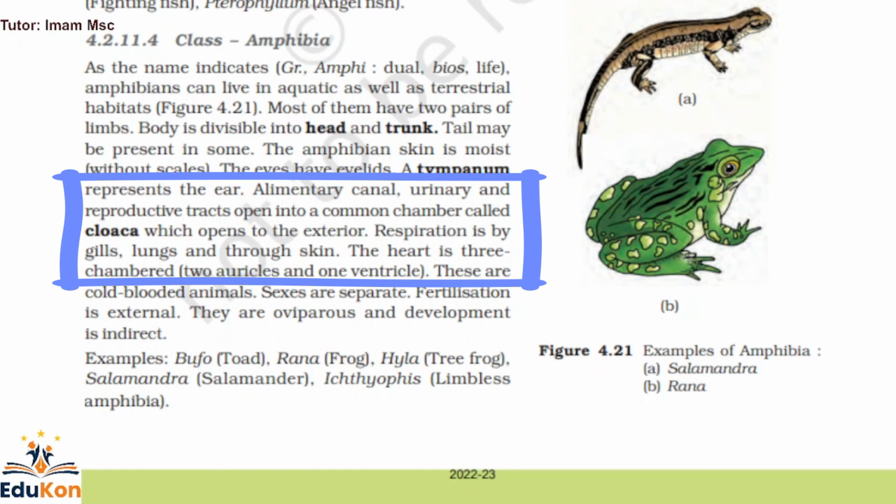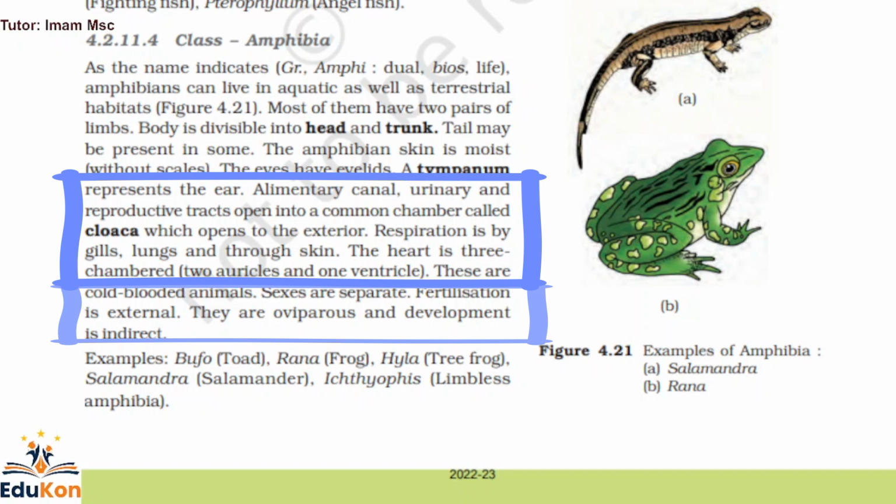concept. They are oviparous and the development is indirect. Oviparous means egg-laying animals. Development is indirect, meaning through different stages, the larva or other stages, it will go into the full adult form. And they are cold-blooded animals. All these are very important. So when you are reading this concept, you need to remember all these things, like they live in aquatic and also terrestrial habitats, one point, and they have two pairs of limbs, and also tympanum represents the ear.